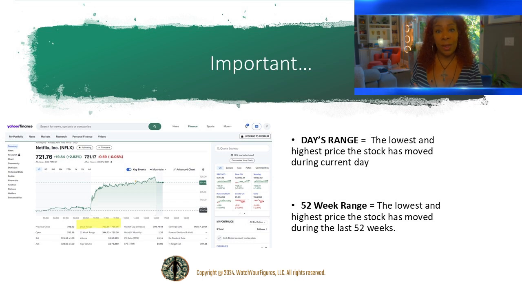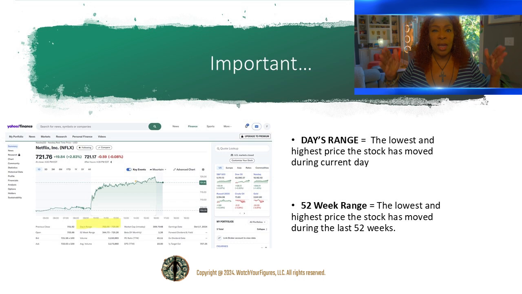What was the highest it went that day? And so you know how we talked about limit buys? You may say, okay, well, it got up to like 721, but early today it was at like 715. I want to buy it at 715. You can look and see if it actually hit 715 that day in your day's range.